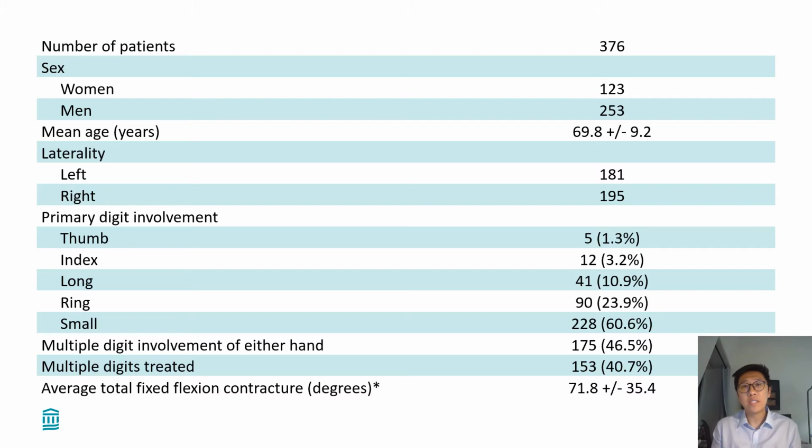There were 376 patients included in our study, with a mean age of around 70 years. The laterality in the infected digits are listed in this chart. Nearly half the patients presented with multiple digit involvement, and 41% had multiple digits treated at the same time. The average total fixed flexion was about 72 degrees, which is the calculation and summation of the DIP, PIP, and MCP contractures.